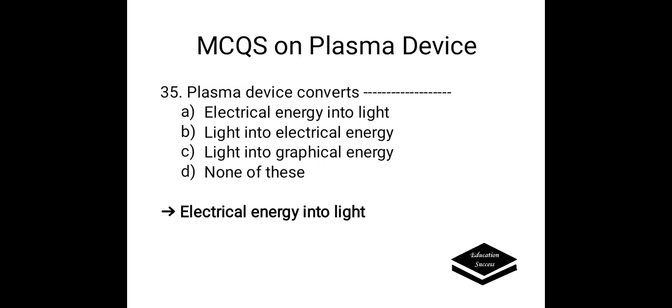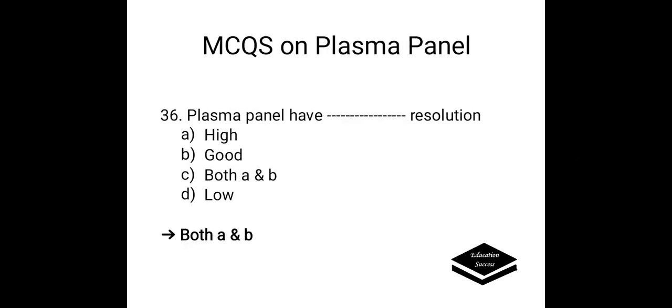Plasma panel converts options are A. Electrical energy into light, B. Light into electrical energy, C. Light into graphical energy, D. None of these. Correct answer is electrical energy into light. Plasma device converts electrical energy into light.